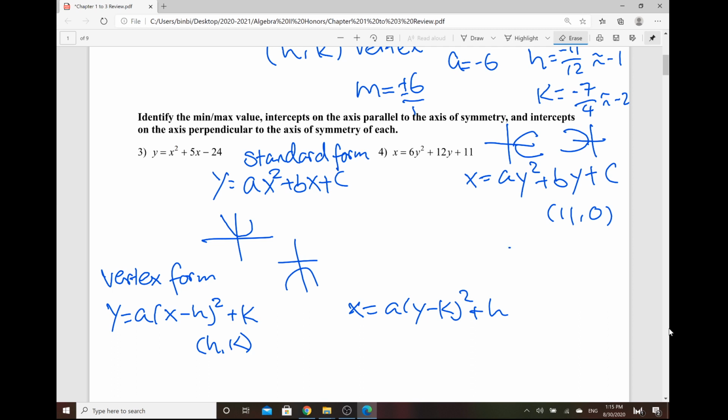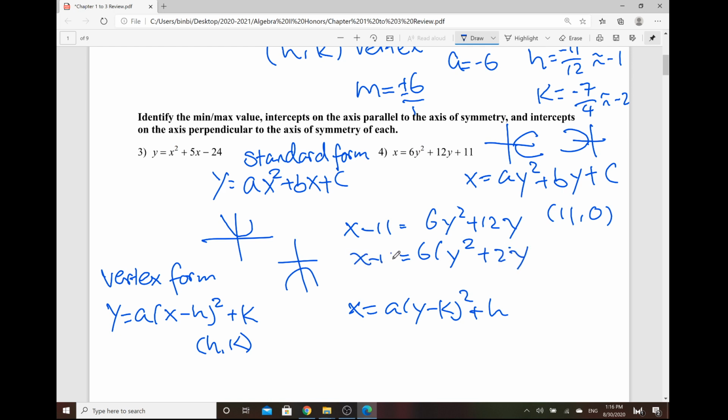Okay, so what we need to do, let's just subtract 11 on both sides here. Subtract 11. So we do have 6y squared plus 12y. And now what we can do next, we can take out the greatest common factor, the number, so 6. What about the variable? The variable, we just want to leave it because we want to complete the square for the rest of the quadratic equation. So y squared plus 2y.